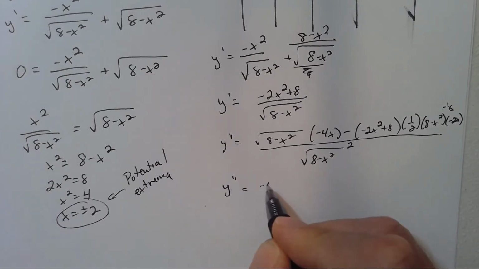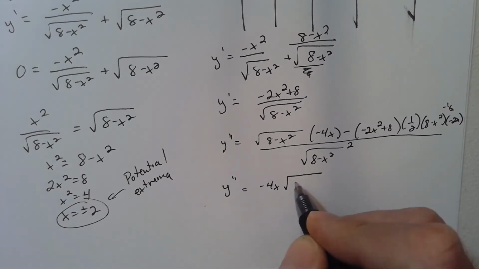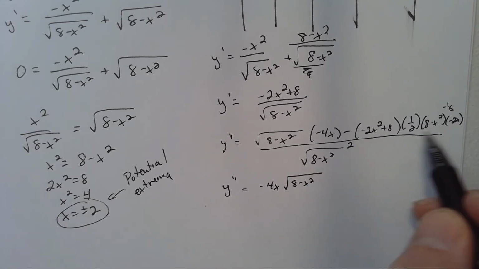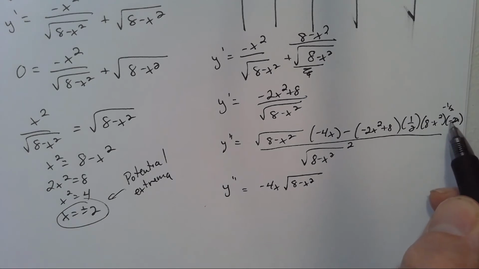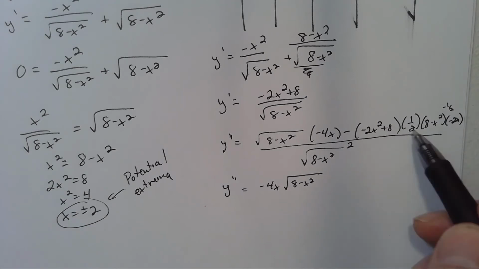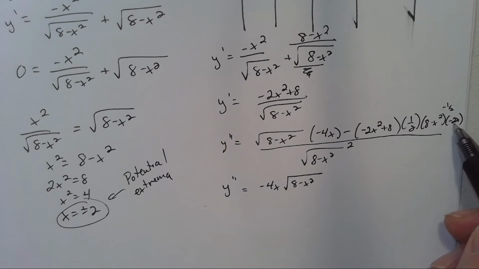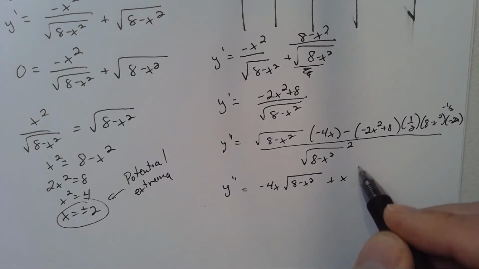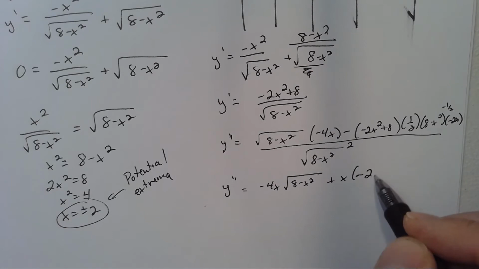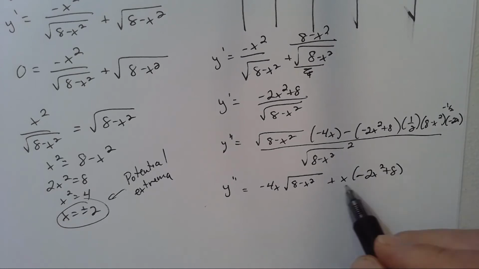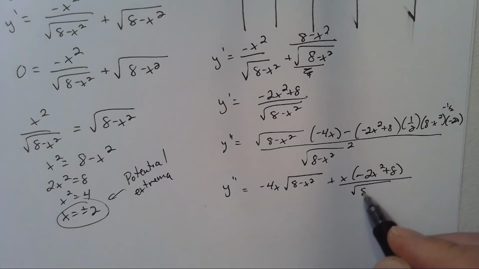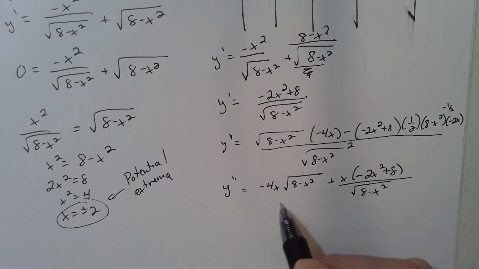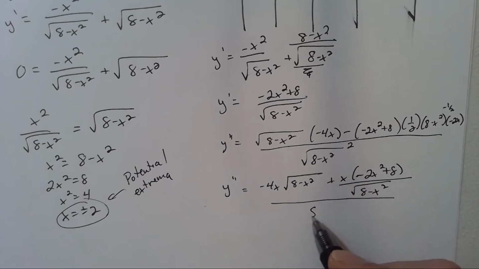So I'll go negative 4x square root of 8 minus x squared. I have a minus, I have a negative right here, so that's a plus. 1/2 and 2 undo each other. So I have an x, so plus x times negative 2x squared plus 8 over square root of 8 minus x squared, all over 8 minus x squared.